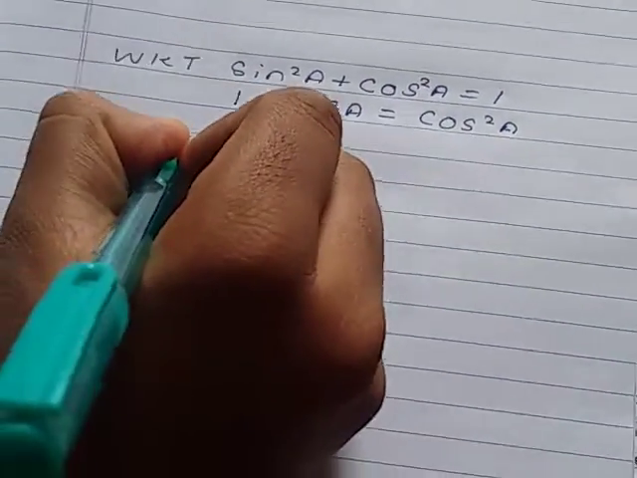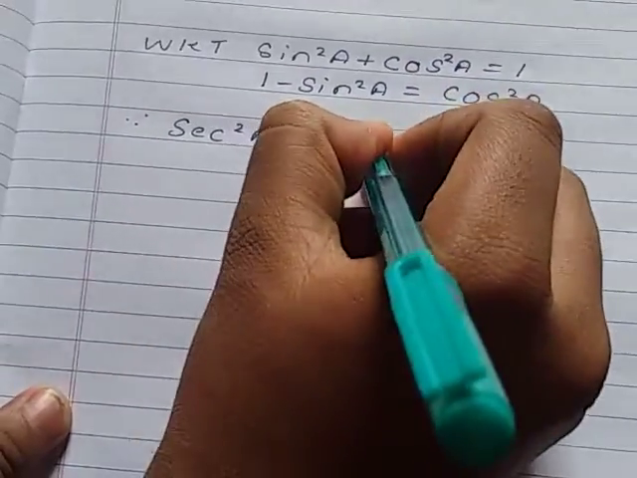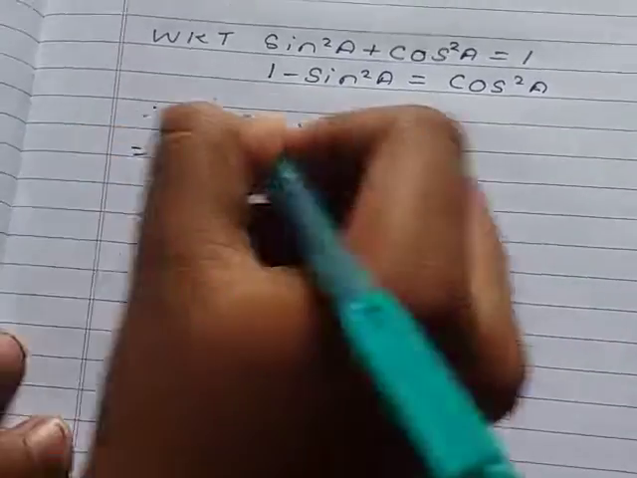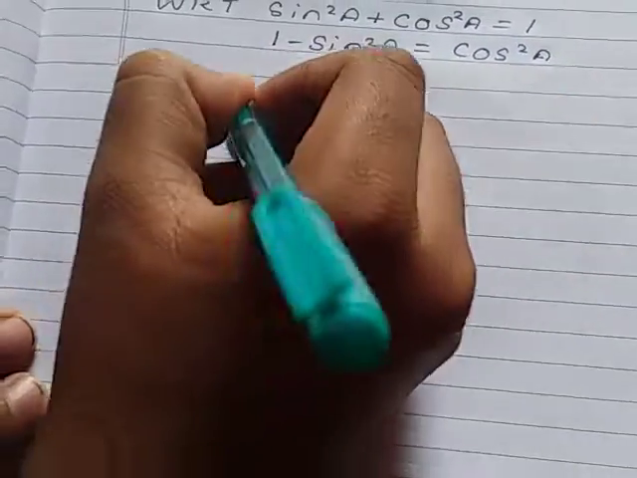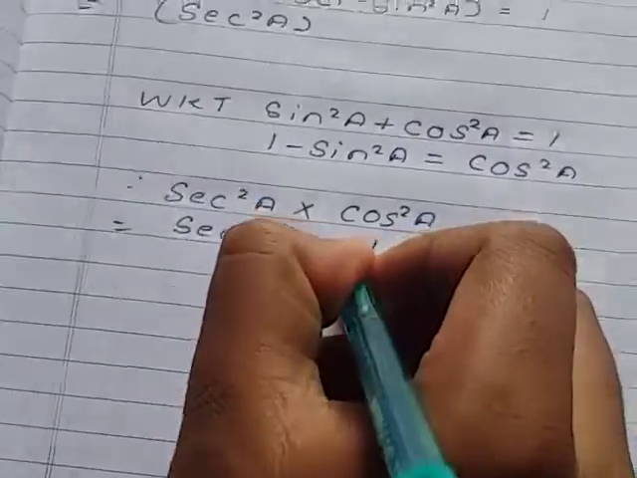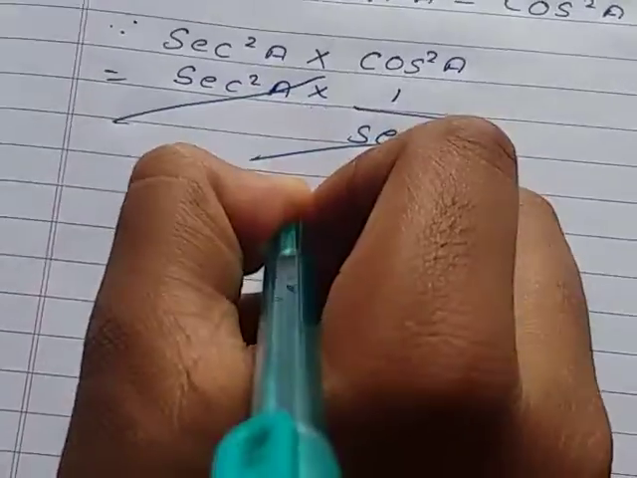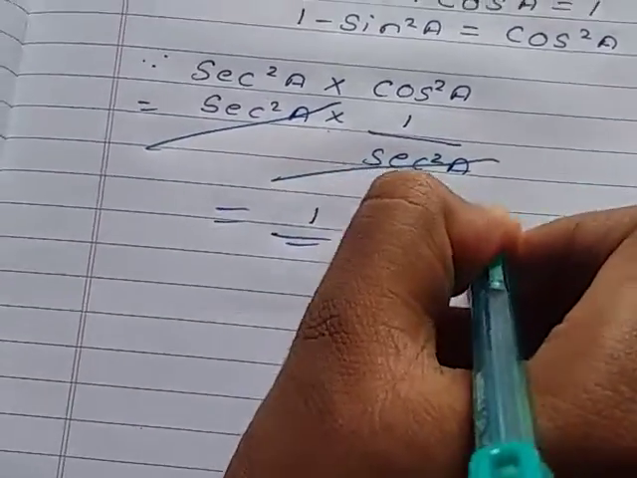Therefore secant²A into (1 − sin²A) is nothing but secant²A into cos²A. But we know that the reciprocal of cos²A is secant²A. Therefore secant²A into cos²A is secant²A by secant²A, so secant²A cancels. That is equal to 1. Therefore this is equal to the RHS.